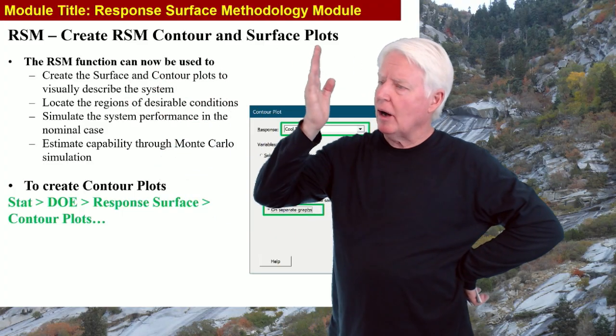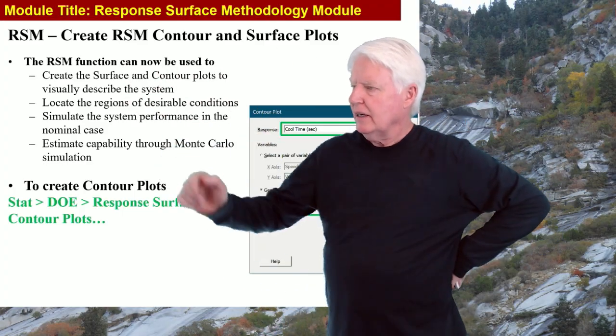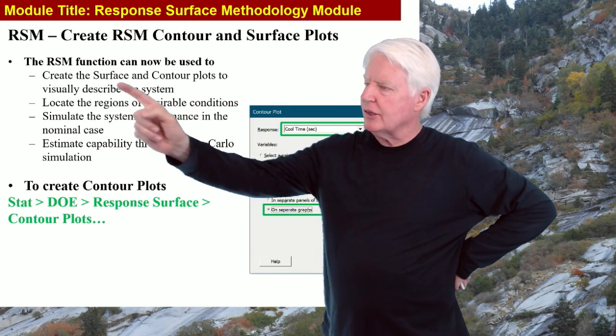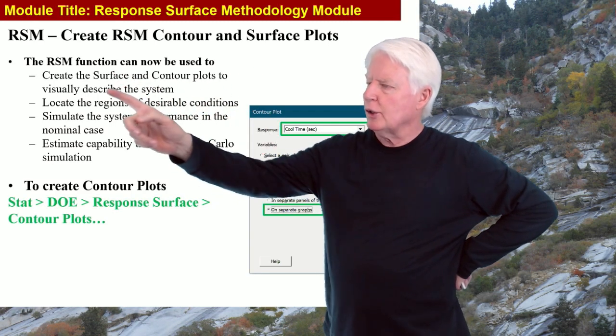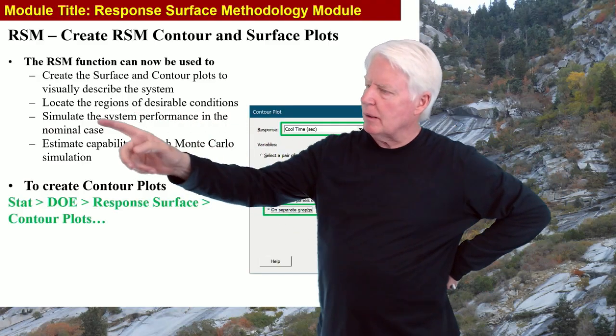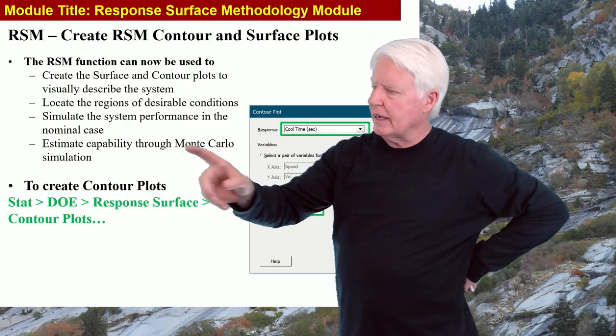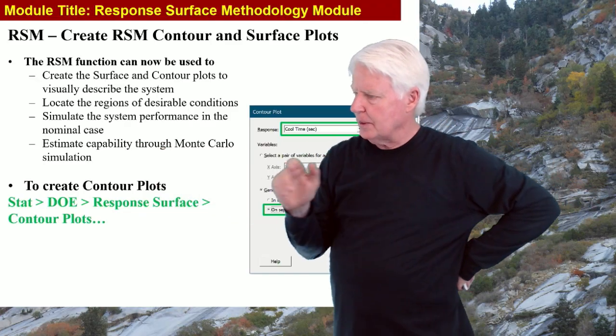RSM, create RSM contour and surface plots. Excellent. Now we get to throw in the quadratic stuff. The RSM function can now be used to create the surface and contour plots to visually describe the system, locate the regions of desirable conditions, simulate the system performance in nominal case, and estimate capability through Monte Carlo simulation.